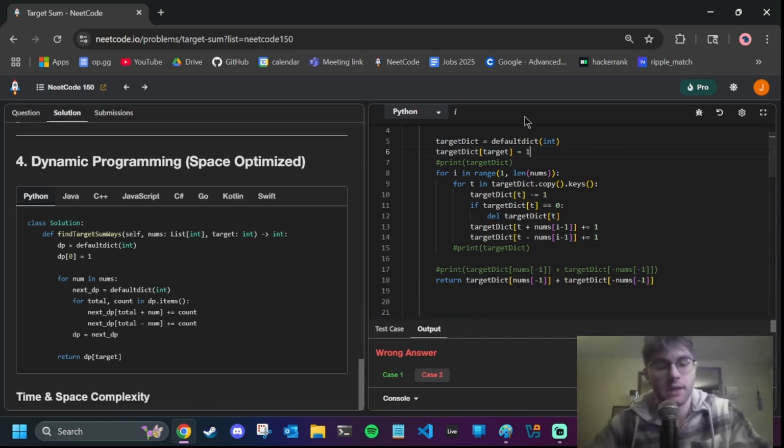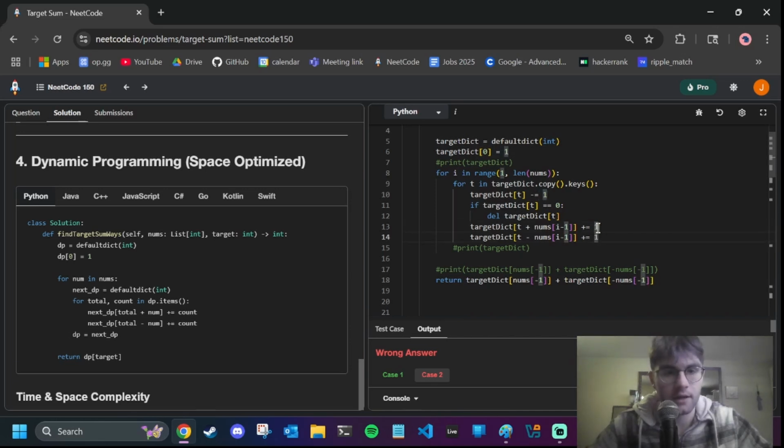So for instance, you can't assume that the target has one way to get there like I was doing. You want to assume that 0 has one way to get there, and then you go based on that. Also, instead of just adding 1, you need to add the count of how many times you've gotten there.